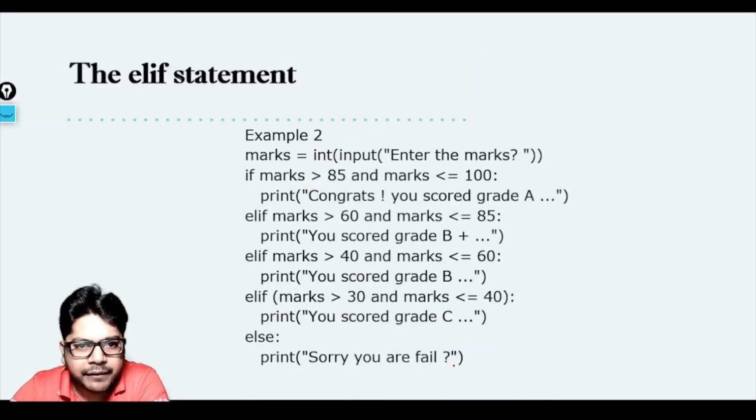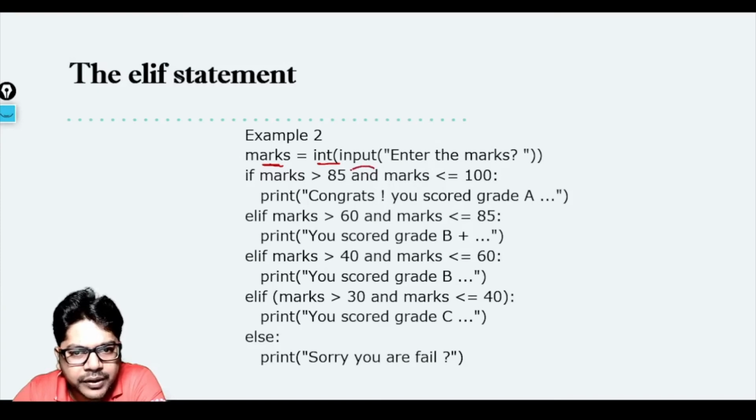Here we have taken another example where we are asking the user to enter the marks, and here we have used the logical operator. If the marks is greater than 85 and the marks is less than 100, printf congrats, you scored A. Elif, if it is greater than 60 and less than or equal to 85, then we give a message, you scored B plus. Elif, if it is greater than 40 and less than or equal to 60, then you scored B. And if it is greater than 30 and less than or equal to 40, you scored C.